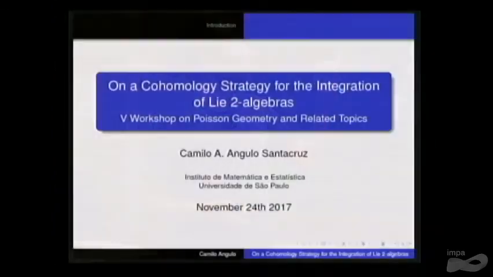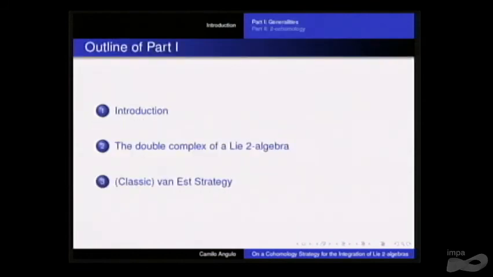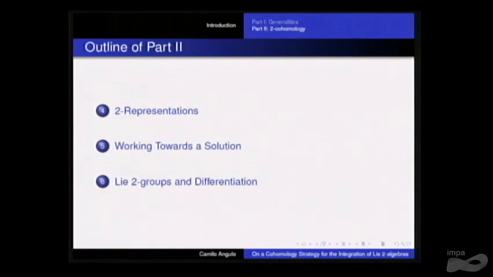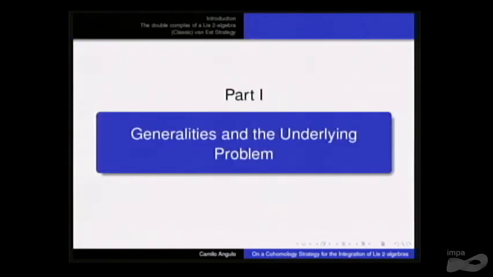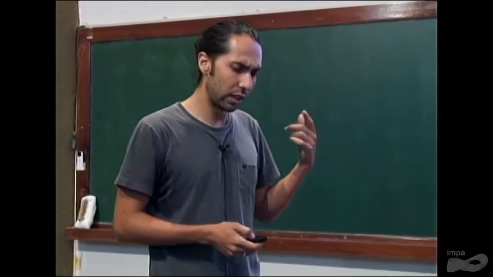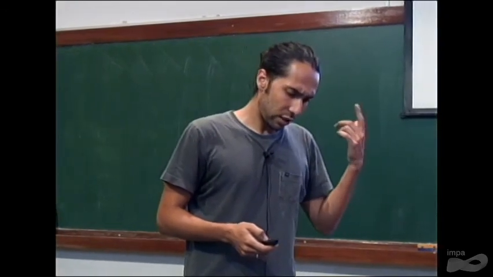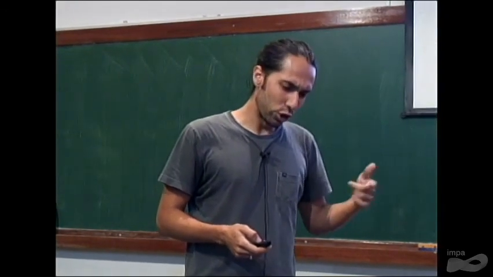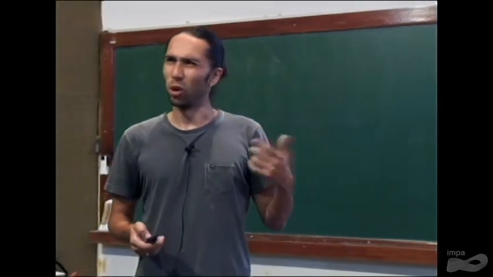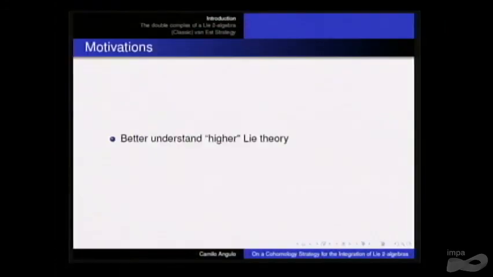I'm going to talk about this thing that I've been working on this year, which is, as the title says, a cohomology strategy for the integration of Lie2 algebras. But I think I need to justify myself: why would I care about such a thing? The reason I started to study this is because I'm interested in the integration problem of a rather more general object, the so-called LA groupoids.